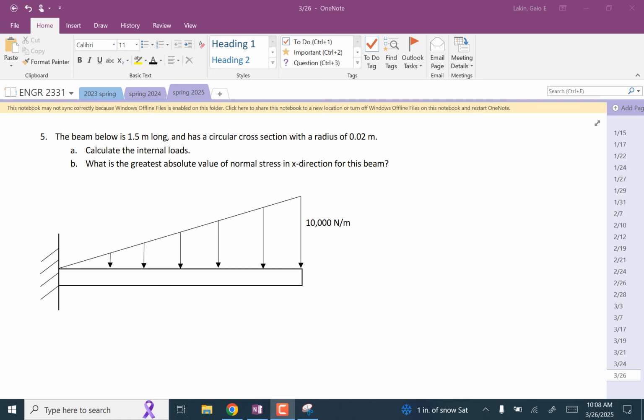Well, this one, I guess. Calculate the internal loads. And then it says, okay, we just have to think through where the biggest problem with stress is going to be. So I'm going to calculate the internal loads as a function of x. And then it's a circular cross section. So we can only do it along the neutral axis.